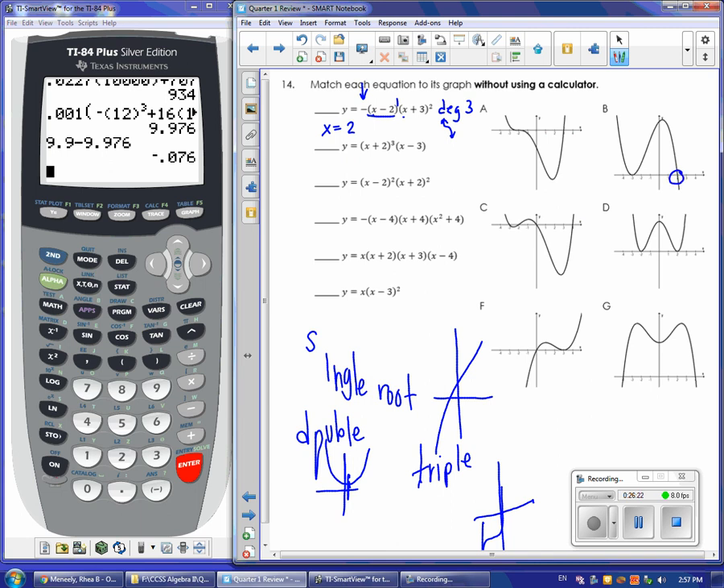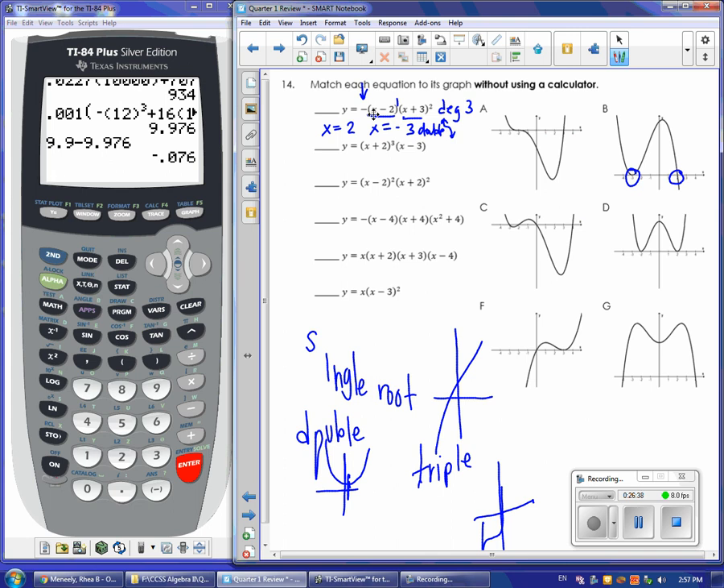If I take a look at the second one, I've got x plus 3. That tells me that I'm going to have a root at -3. The fact that it's squared tells me it's going to be a double root. And so if I take a look at B, that's exactly what I see. I see at -3, the graph actually turns.